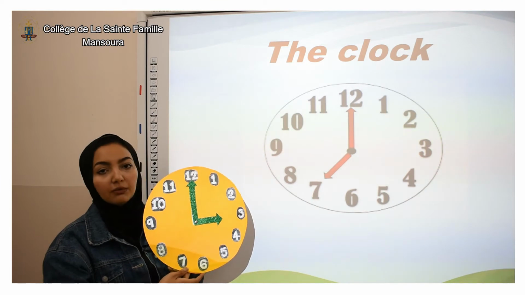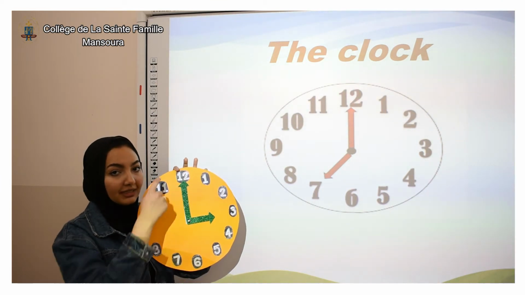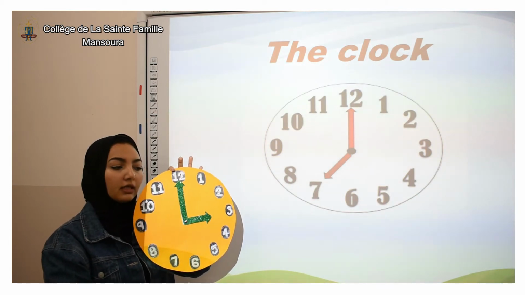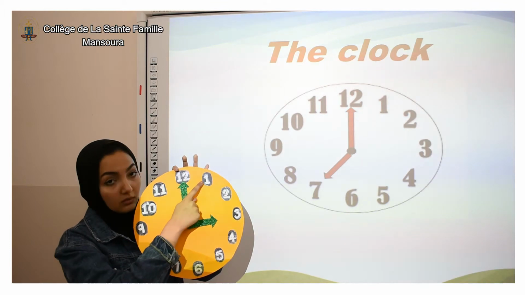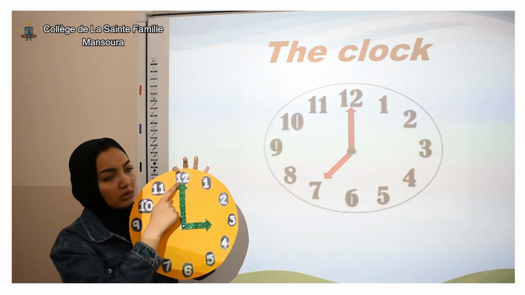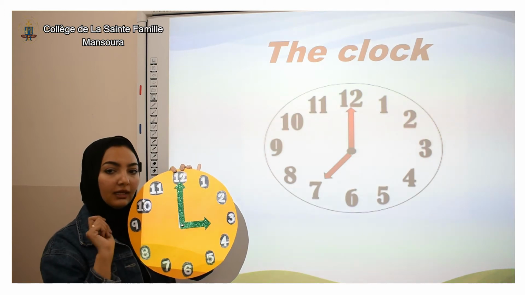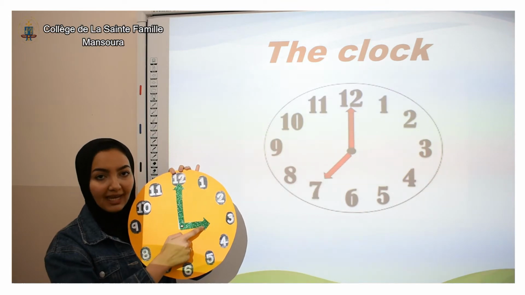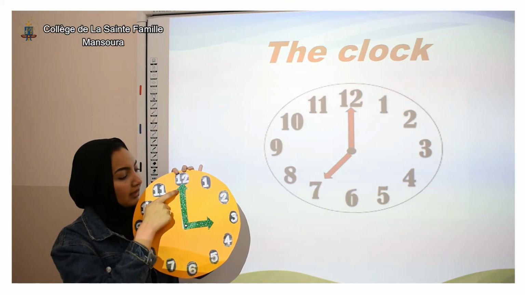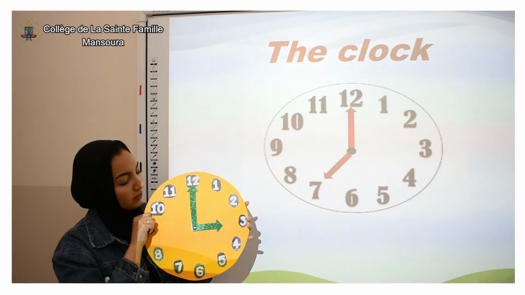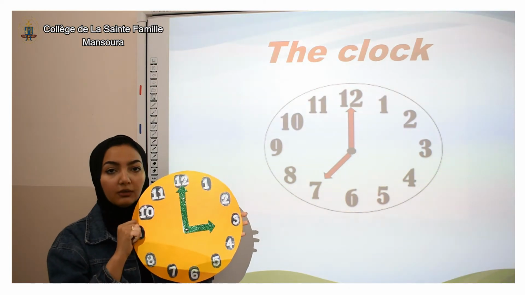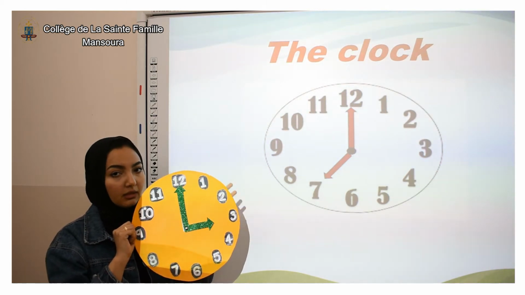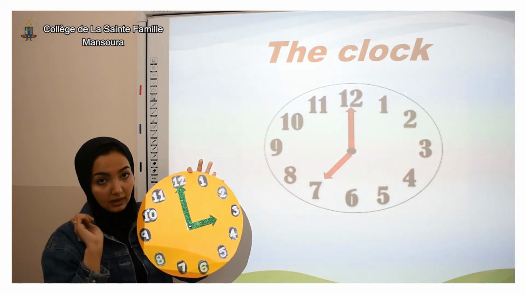Okay, before we start, tell me again, what is this? A clock, right? And the clock has the numbers from 1 to 12. And finally, it has two hands, the short hand and the long hand. Okay. Now, you're going to learn how to tell the time every time you look at the clock. Are you ready to start?